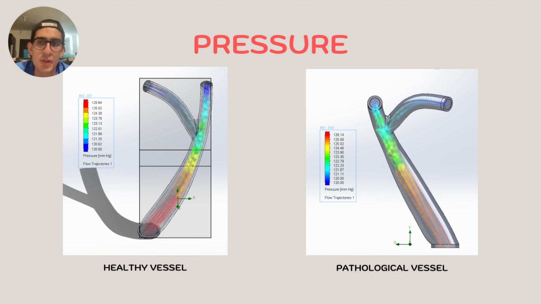Both pressures are very similar in the healthy and pathological vessel, the healthy one with 125.64 millimeters of mercury and the pathological one with 126.14 as their highest pressures. We can see that the pressure lowers when the diameter of the vessel increases. But when it comes to the final part of the vessel, the carotid bifurcation, is where we can observe the greatest levels of pressure in both vessels.